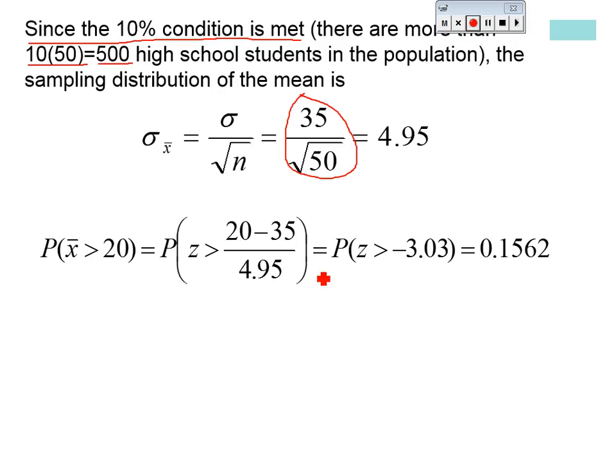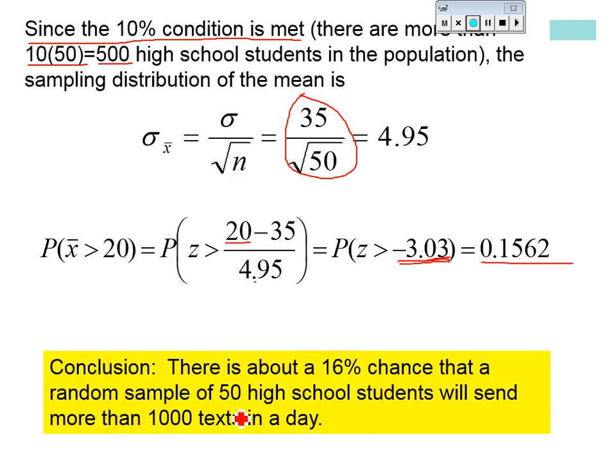For this, I can now compute the z-score for the 20 texts per student. So this would be 20 minus 35 divided by 4.95, and I get a z-score of negative 3.03. So I want to know the probability that z would be greater than negative 3.03. If I did the normal CDF from negative 3.03 to E99, I would get a value of 0.1562, which in this case means there's about a 16% chance that a random sample of 50 high school students will send more than 1,000 texts in one day.